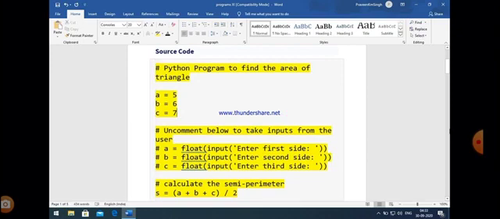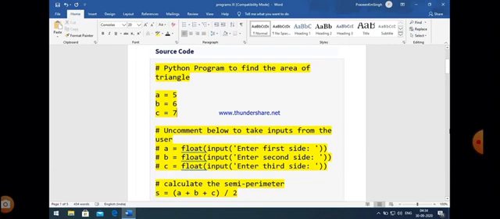But if you want user input, you can easily see that code is written here, by which you can easily get the user input.